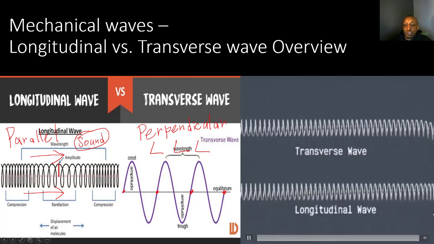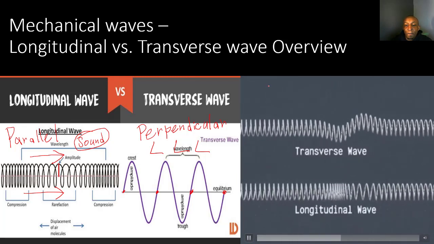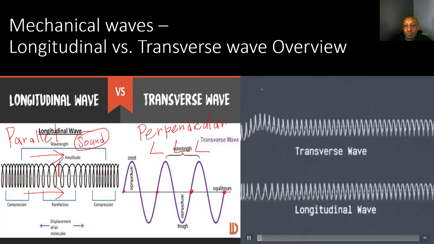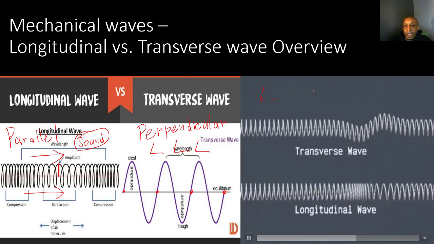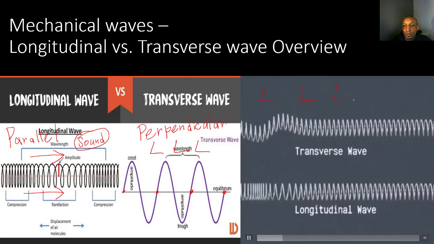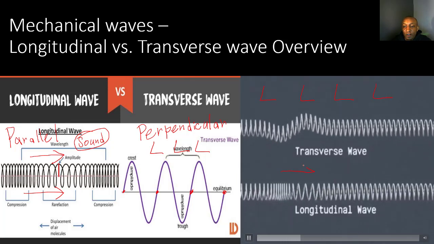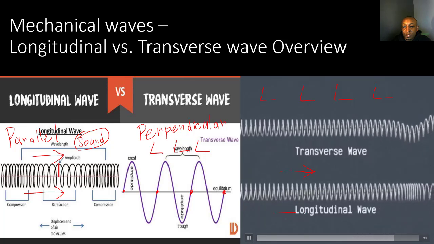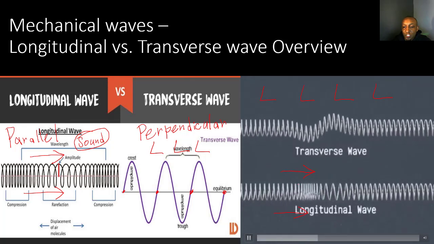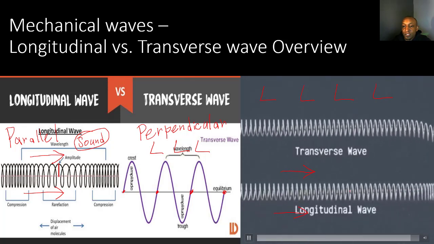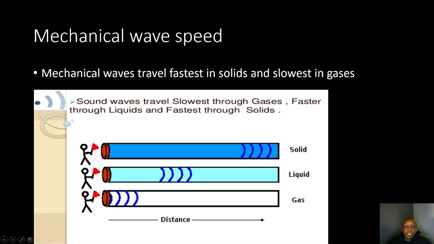Once again, we said transverse waves, they travel perpendicular, so they travel at right angles. If you notice, it travels at right angles to the medium. And then a longitudinal wave, notice that they travel parallel to the medium. So look at this longitudinal wave, it's traveling parallel to the medium. And now let's look at mechanical wave speed.